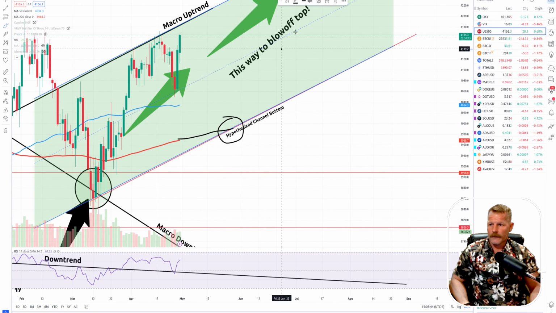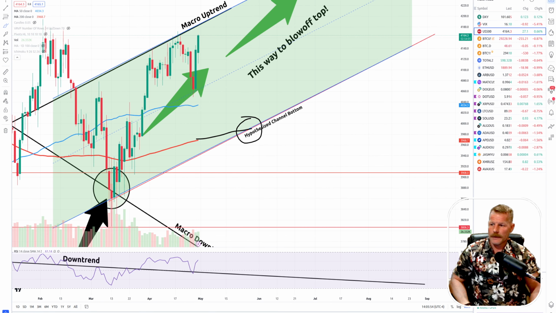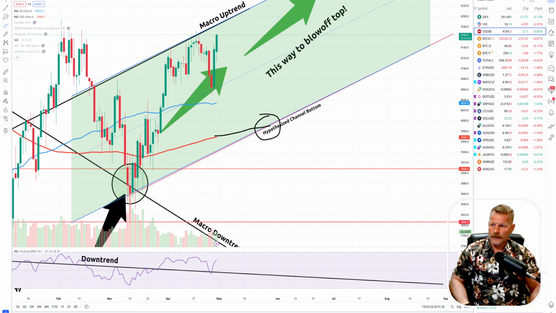Now, that's just something that I drew there because I do believe we are on our way to a blow-off top. I've said this for at least half a year now, maybe almost 8 months, I have been preaching this blow-off top is coming. And yes, I still believe it's coming.